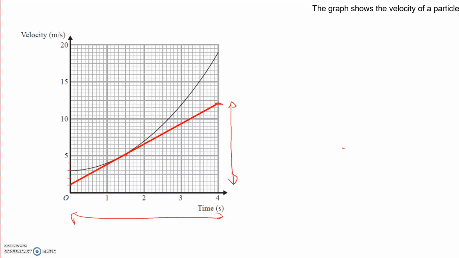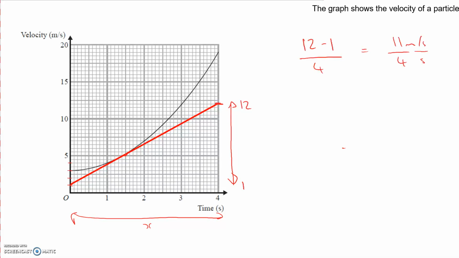So I reckon that value there is 12. That's 4 squares above the 10. And this value down here is 1. So our change in y is 12 minus 1, that's 11. And we're going to divide that by the change in x, the change in the time, and that's 4 seconds. So we've got 11 over 4. It's not seconds, it's meters per second. Okay, we've got 11 over 4. That's 11 meters per second divided by 4 seconds.